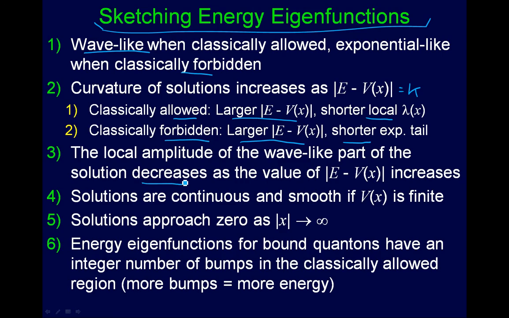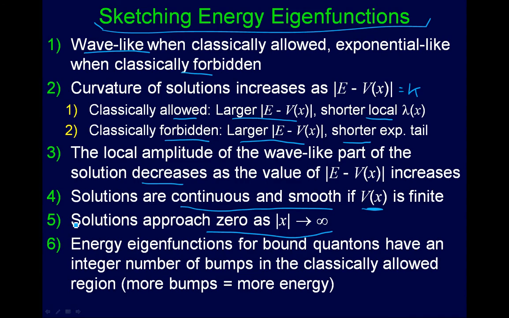We just discussed how the amplitude of the wave-like part of the solution decreases as the value of E minus Vx increases. So basically, again, you're thinking about the kinetic energy. Wherever the kinetic energy is smaller, you're going to have a higher probability of finding the particle there. From the differential equation itself, we can show that the solutions must be continuous and smooth as long as the potential is finite. And our solutions, to be normalizable, this is something we're pulling from Griffiths, approach zero as we go to positive and negative infinity.